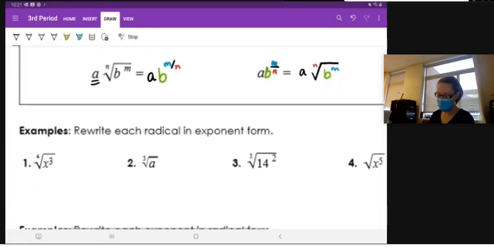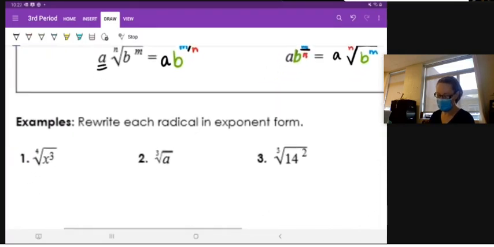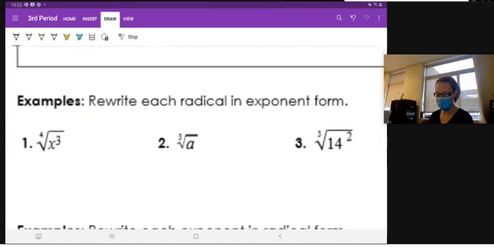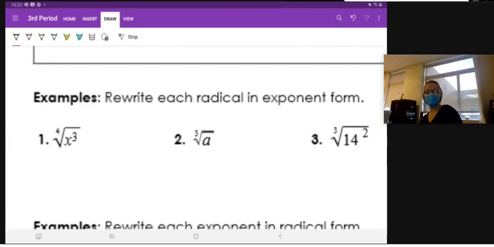We're going to rewrite each of these four radicals in exponent form. So for example 1, we start out with a radical and we want to write this as an exponent. So we start with our base and its exponent, and we put that over our index. So this should be x to the 3 over 4. It's as easy as that. That's all you have to do in this problem. We rewrote it, we are done.